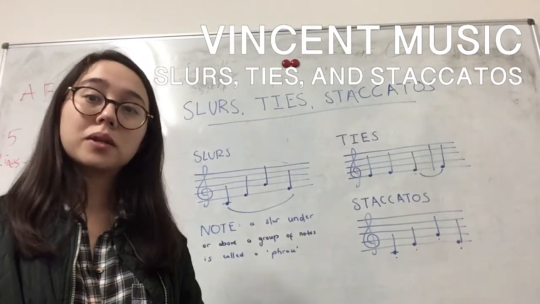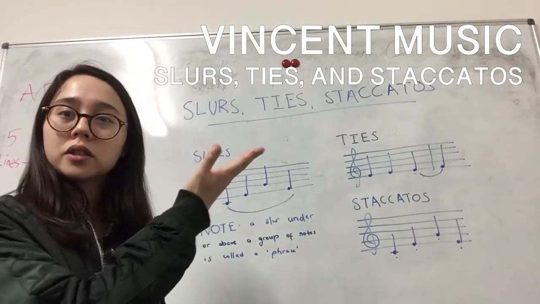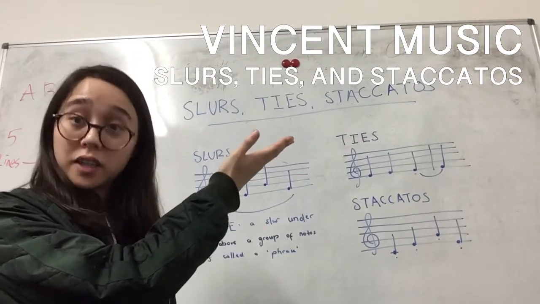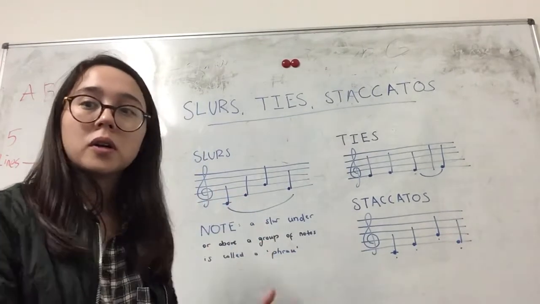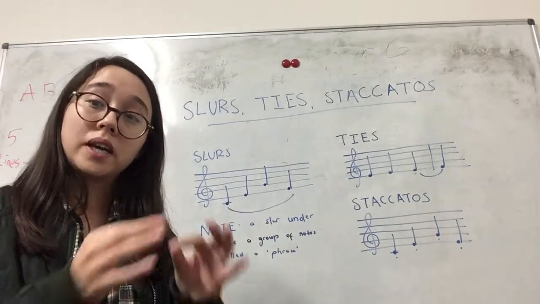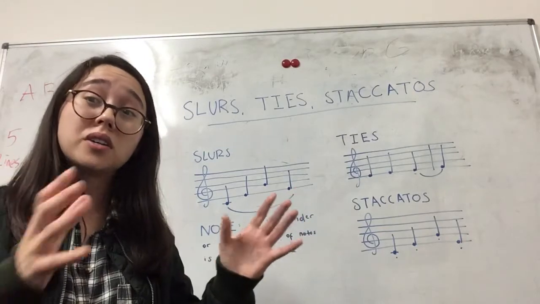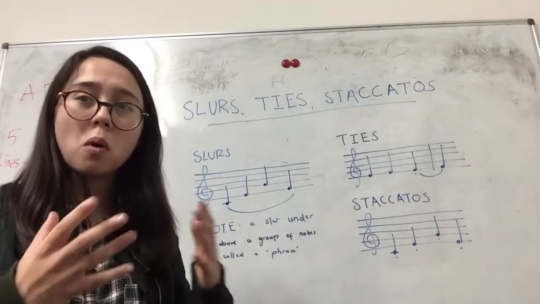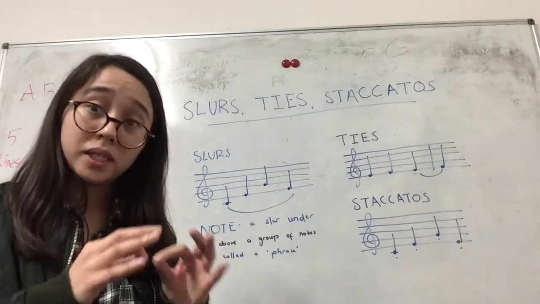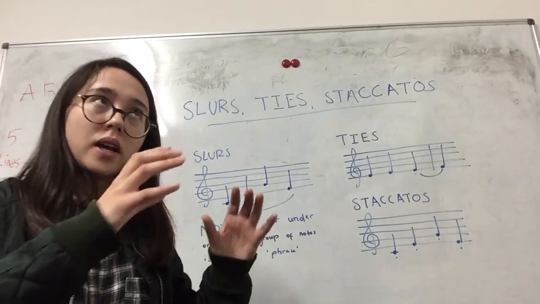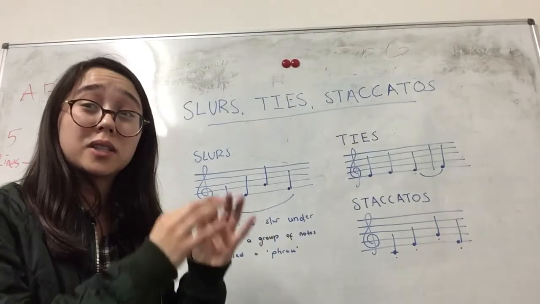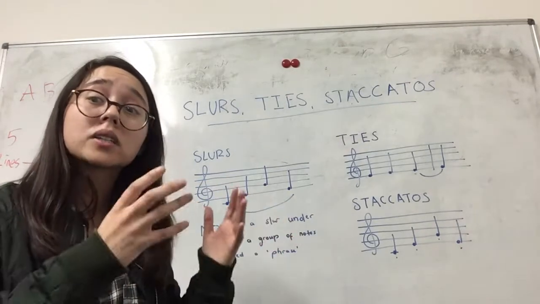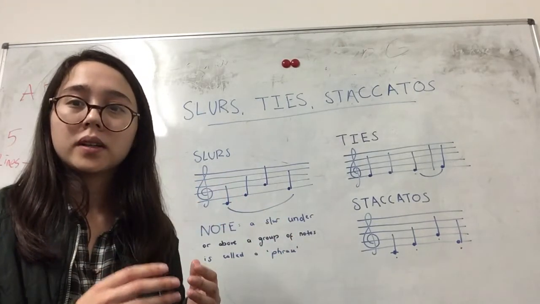I am from Vincent Music, and today I'll be discussing slurs, ties, and staccatos. Now, what is a slur? First off, a slur is basically a curved line under or above two or more notes. That's basically the gist of it. And what that curved line does to those notes is that it connects or joins them.